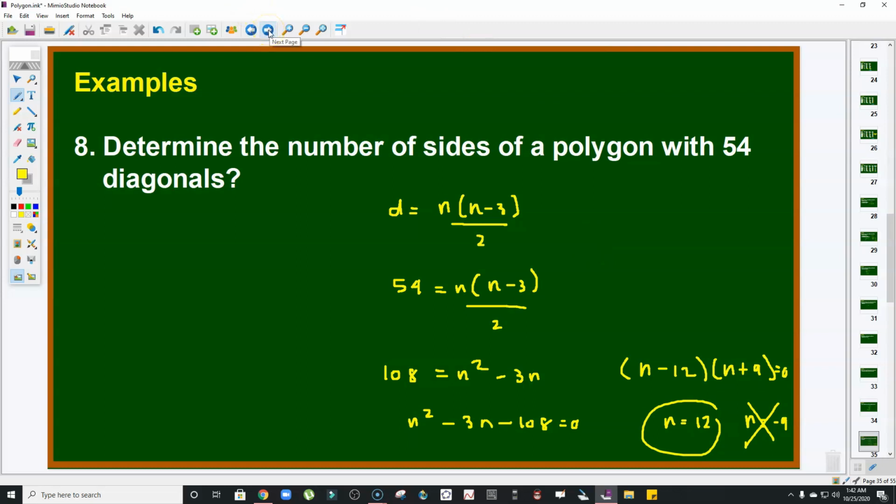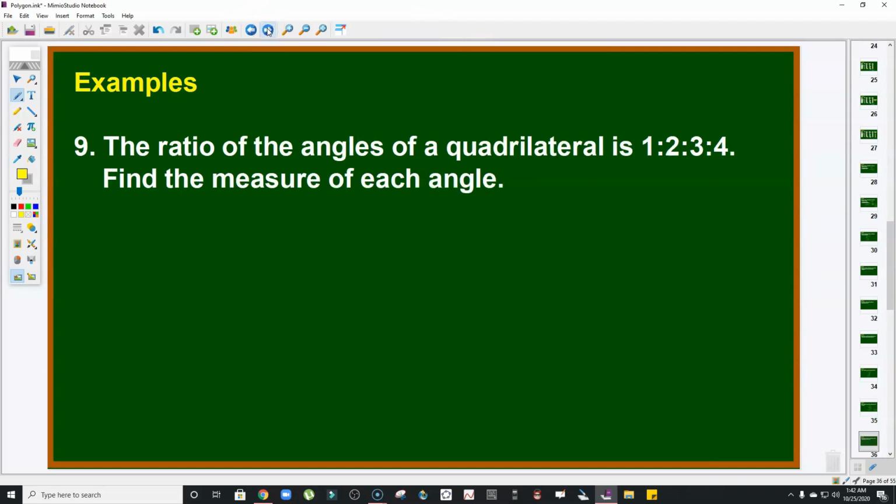Clear? Next, number 9. The ratio of the angles of a quadrilateral is 1:2:3:4. Find the measure of each angle. Again, ratio of the angles of a quadrilateral is 1:2:3:4. Okay, any quadrilateral. So we know, okay, kung ang una ko siyang x, alright, tapos 2x, hindi sinabing 1, 2, 3, 4, basta x, 1:2:3:4. So I'll just use x here. Parang ganito lalabas. Right?